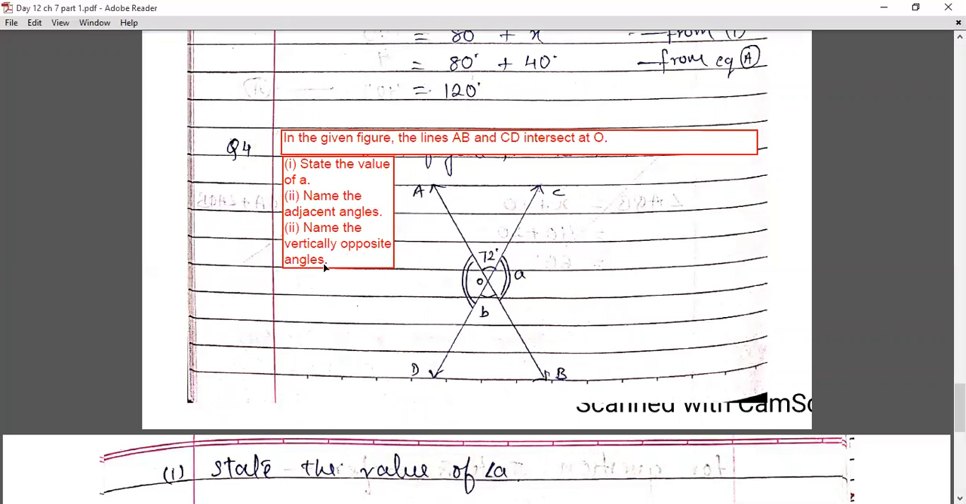Name the vertically opposite angles. So, angle AOC and angle BOD, or angle B, will be equal, and they are vertically opposite angles. Similarly, angle COB and angle AOD are vertically opposite angles.